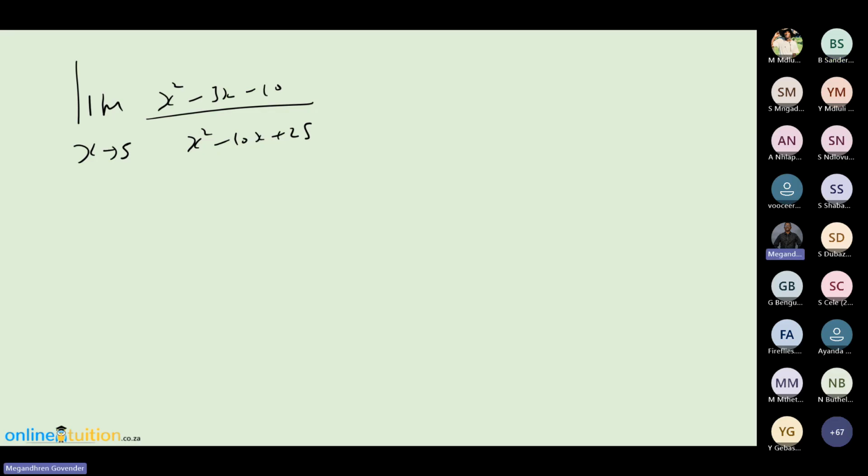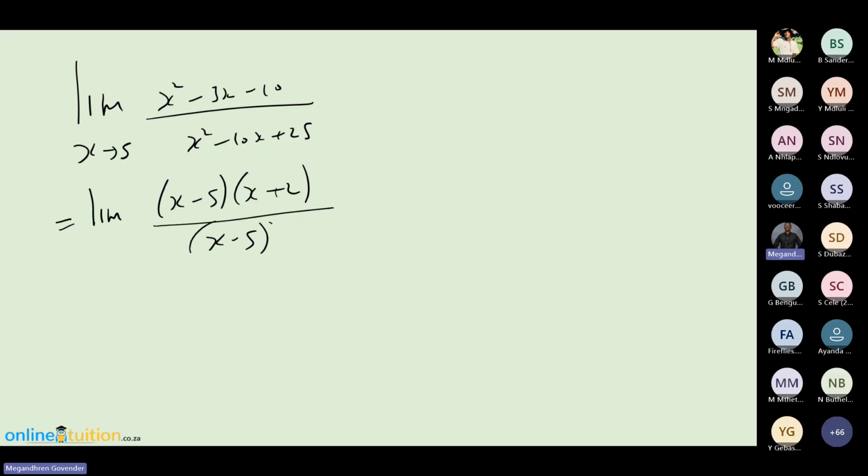Well, if you do a direct substitution, what do you get? You're going to get 0 over 0, right? Then the next thing you do is see whether we can factorize this thing. So that's x minus 5 into x plus 2 at the top, correct?